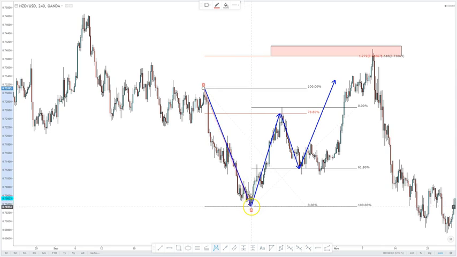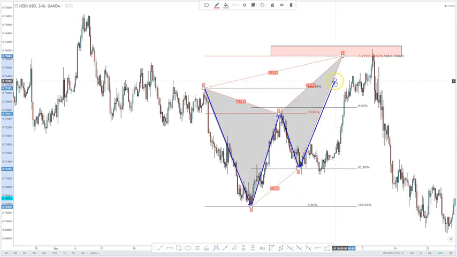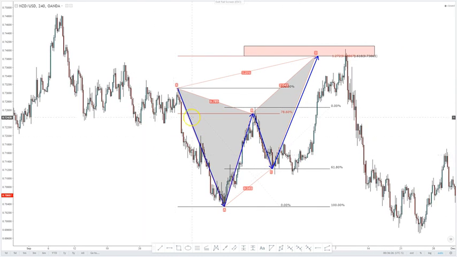XA, B, remember B, 786. That's when the alarms go off in our head. We might get a butterfly pattern. C, and our D points will be right here. All right, so let me extend the arrow. Boom. Just like what I showed you in the beginning video. What happens afterwards? Beautiful drop, guys.